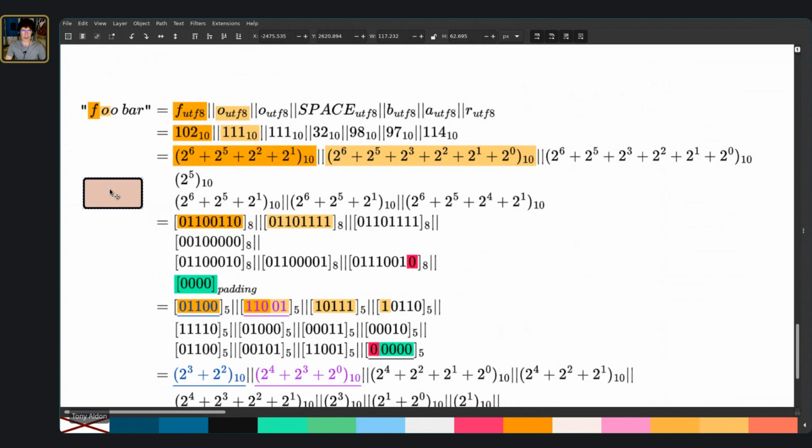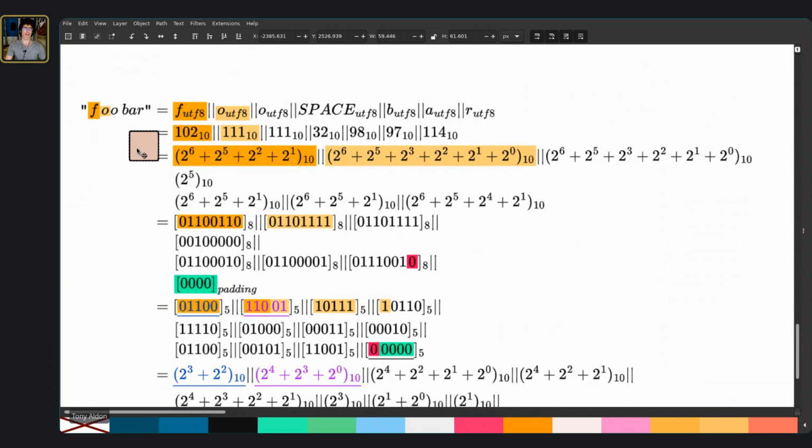I don't often use color, but it was needed in that case. So we start with the string foo bar at the top, and we are going to look at the life time of what happened to F and to O, and this is the same for every other character. The important part happens here, where we pass from 8 bits to 5 bits, the grouping. And we see we have the padding of the 4 zeros that happens at some time.